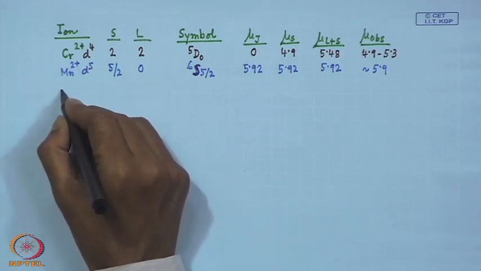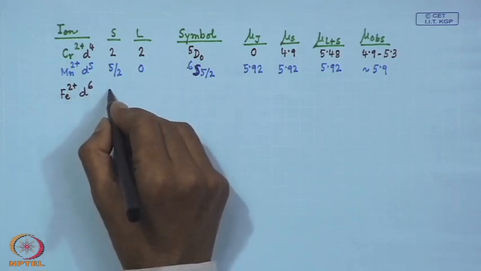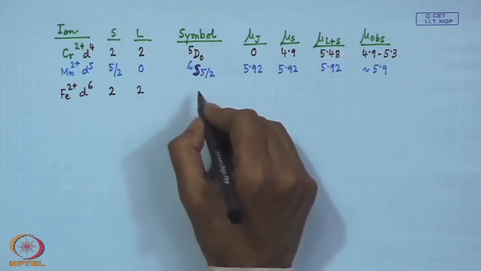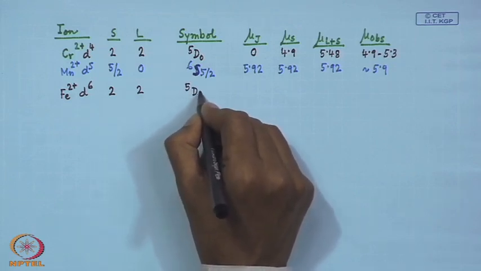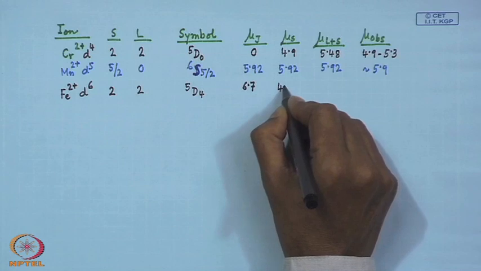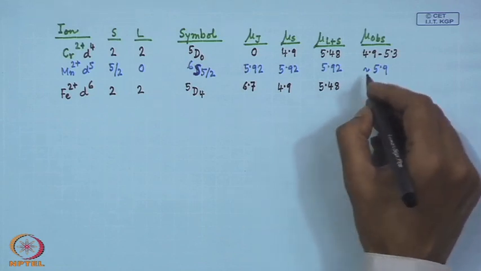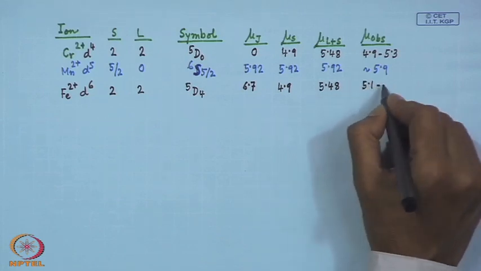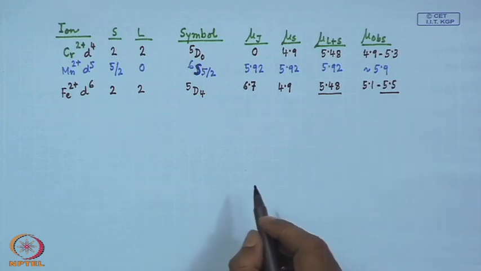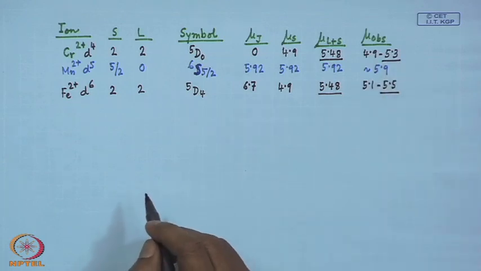Then iron 2 plus, which is the d6 system, S value equal to 2 and L value equal to 2, then the term is 5D4 and mu J is 6.7, this is 4.9 and this is 5.48, and this value is ranging from 5.1 to 5.4. So, again it is close to the corresponding mu L plus S value, like in the case of chromium 2 plus, which is closely related.